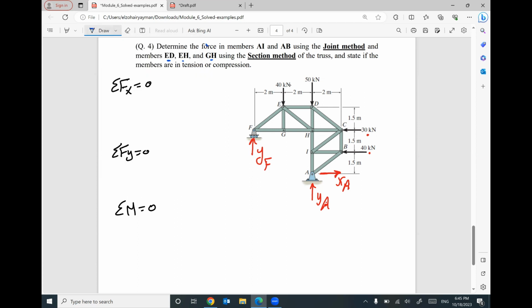What forces do you have in X? We have positive XA. We have negative 30. We have negative 40. Do you think we have more? No. Equals 0. So the value of XA will be positive 70. Positive means I assumed the correct direction for XA, 70.